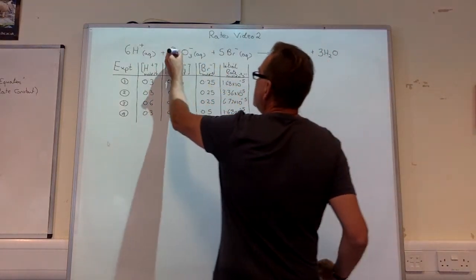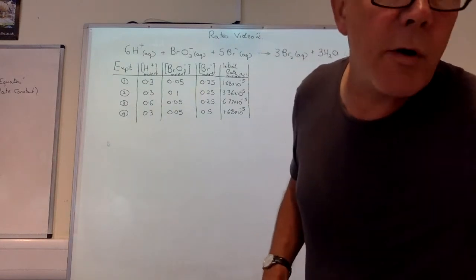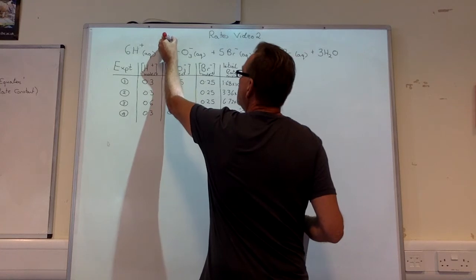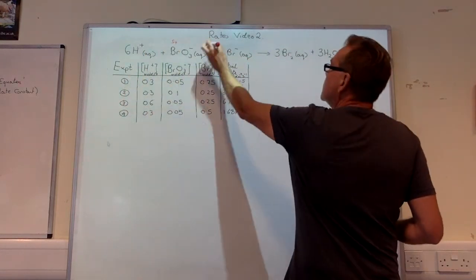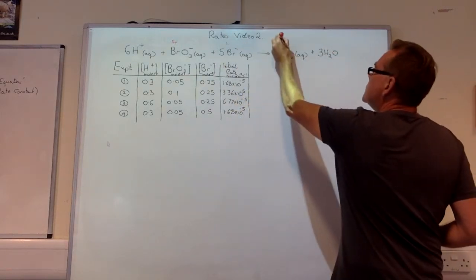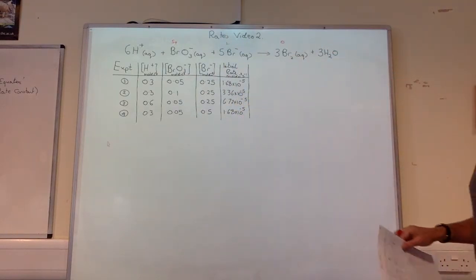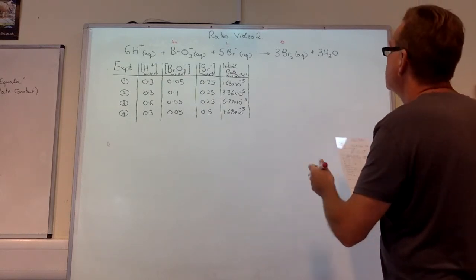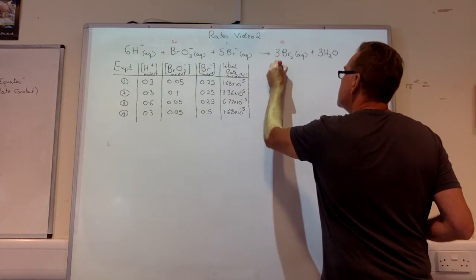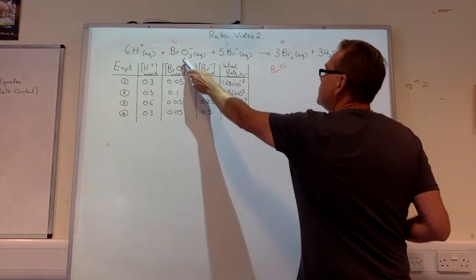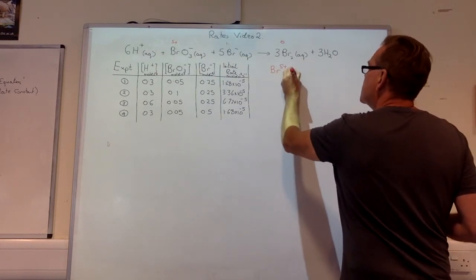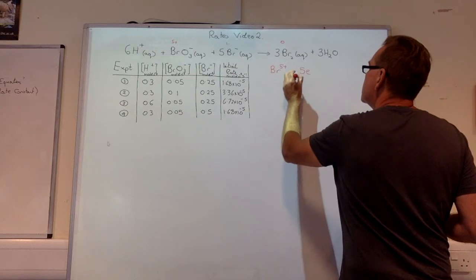Bromate here, oxidation state 5 plus; overall 6 minus, so bromine is 5 plus. Bromide, 1 minus. Bromine elemental, 0. So you should be able to construct your redox half equation on the side for that, okay? I'll do it over here. So bromine 5 plus becomes bromine. So bromine 5 plus plus 5 electrons, okay?